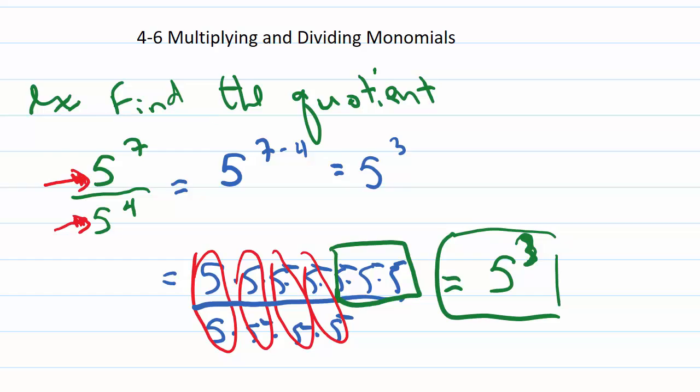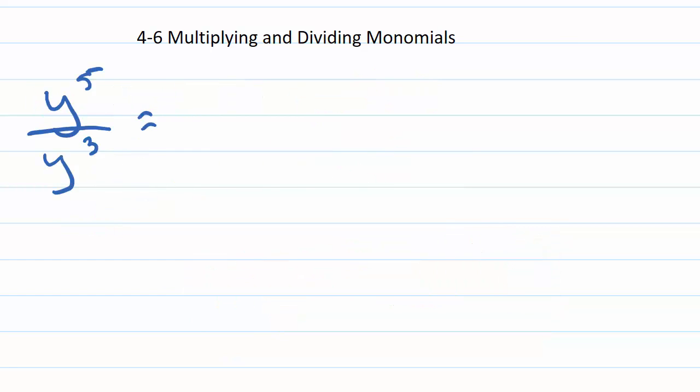Let's try one more example. So y to the 5th divided by y cubed. If you recognize this as an instance where you can say, I'm dividing powers with like bases because both of these bases are y, then you can say, hey, I remember that rule. When I'm dividing powers with like bases, the result is going to be that base to the difference of the exponents, which would in this case be 5 minus 3, which would be y squared.